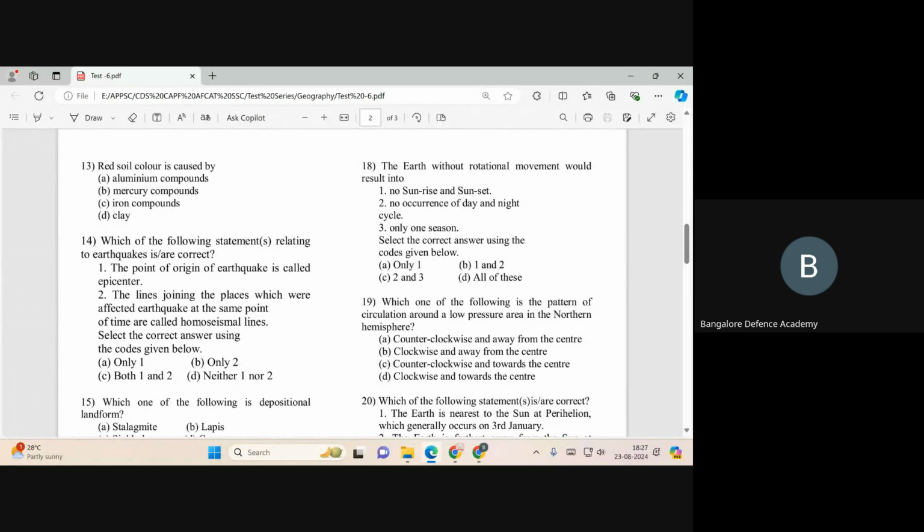Question number 18. See, these are the questions. Some are of serious level, some are of NDA level. The simple ones will be the NDA level, and a little bit more will be the serious level. But don't think that we are discussing hardly 10 to 15 questions here. Only by solving these 10 to 15 questions, you will clear CDS. So don't worry.